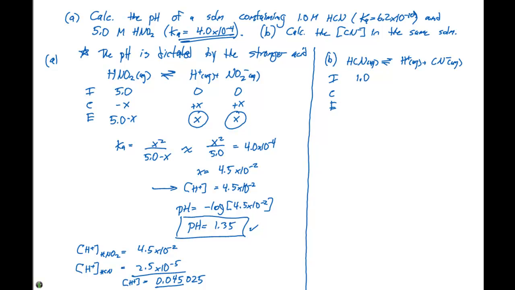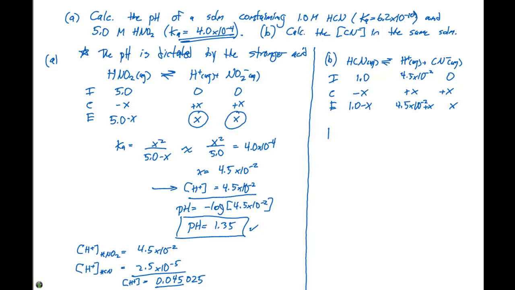We know from the previous part that our H plus concentration is going to be 4.5 times 10 to the minus 2, and our CN minus is going to be 0. So this is kind of the first case where we do have some type of concentration, in this case for H plus. Our change in concentration is going to be minus x, plus x, and plus x because we have a 1 to 1 to 1 molar ratio, which gives us an equilibrium concentration of 1.0 minus x for the HCN, 4.5 times 10 to the minus 2 plus x for our H plus, and x for our CN minus, which is what we're trying to solve for.